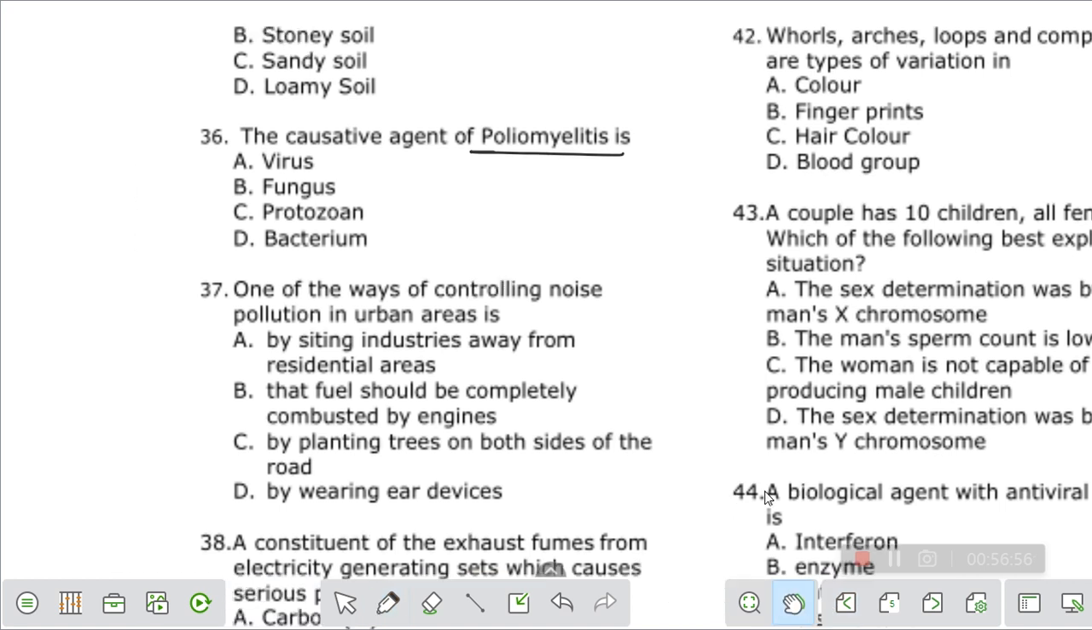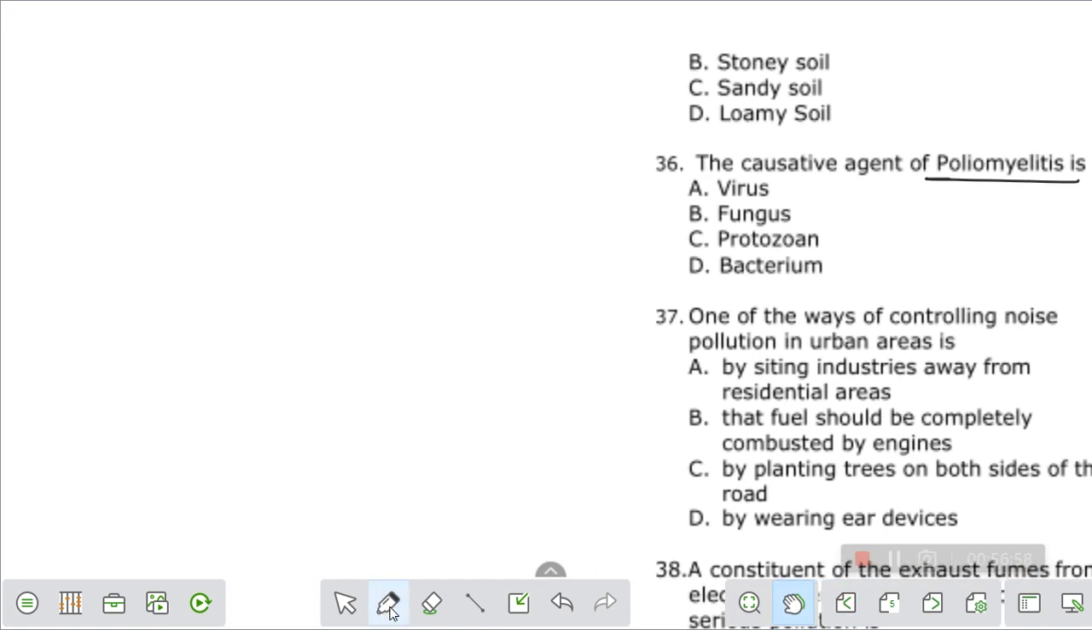We have bacteria now. Cholera is caused by bacteria, which is Vibrio cholerae. Typhoid is caused by bacteria, which is Salmonella. That is the causative organism. Polio is actually caused by a virus. So it's a viral disease. So the answer is virus.